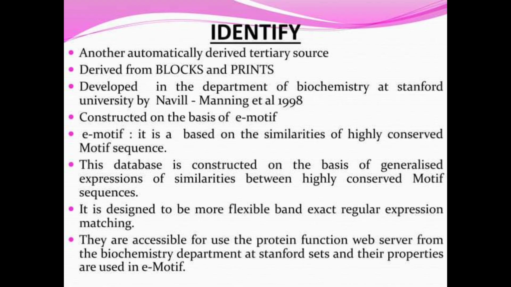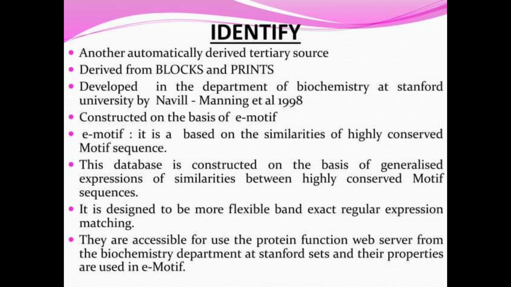IDENTIFY is another automatically derived tertiary source from BLOCKS and PRINTS, which was developed by the Department of Biochemistry at Stanford University during the year 1998. They are called eMOTIFs. So it is based on similarity of highly conserved motifs. That is, some of the proteins are conserved in nature during the course of evolution. For example, cytochrome P450, from one organism to the next organism, from the lower prokaryotes to the higher eukaryotes. So such eMOTIF databases are stored in the case of IDENTIFY.